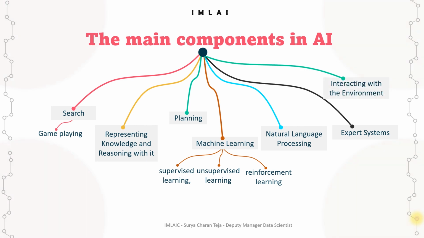Then we have interacting with the environment. AI systems can interact with the environment in different ways, such as through vision, speech recognition, or robotics. Computer vision involves teaching machines to interpret visual information, enabling them to recognize objects, faces, and their features in images and video. Speech recognition involves teaching machines to understand and interpret spoken language. Robotics involves designing machines that can interact with the physical world using sensors and actuators to perceive and manipulate objects.